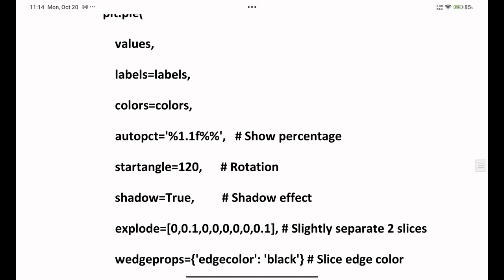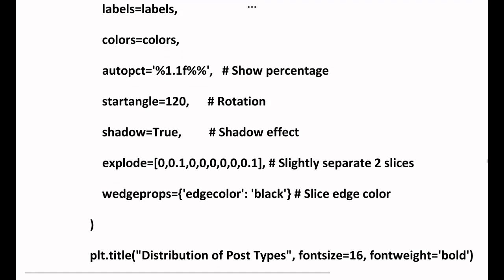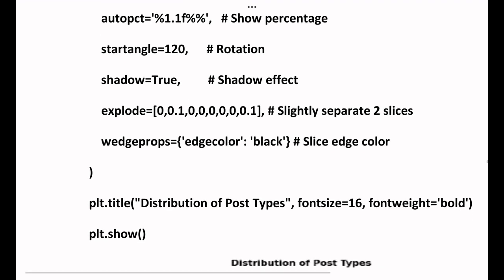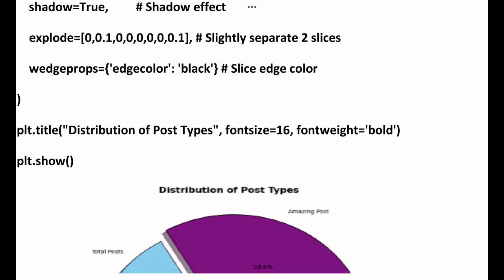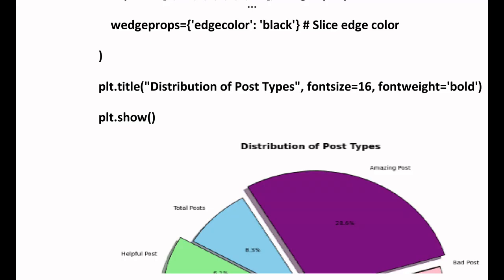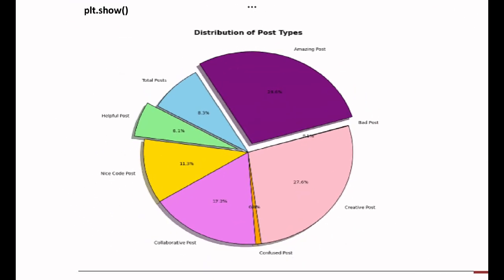After that I am giving the percentage. If you want to display the percentage, and some rotation and shadow, these are the features. At last I am giving the title, and for the title I can also set the font size and font weight, color also. Then plt.show. So the beautiful graph will display.